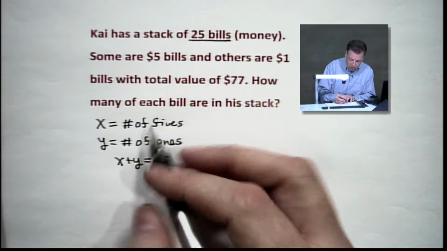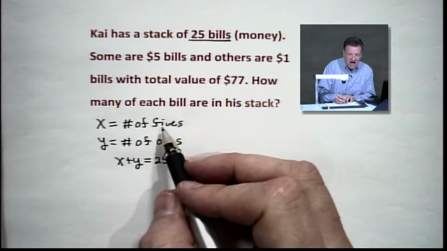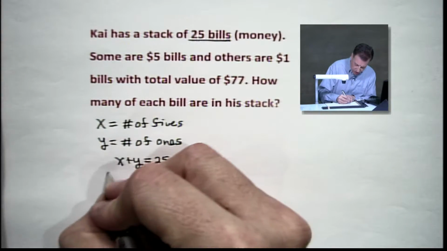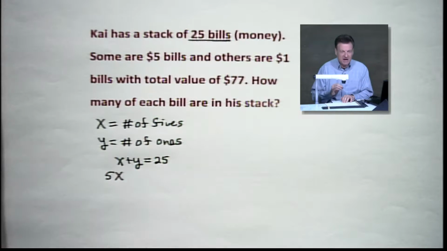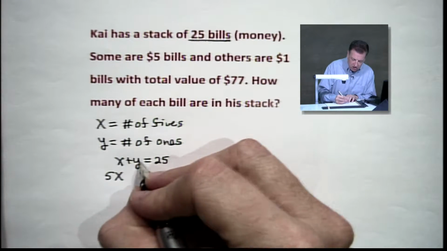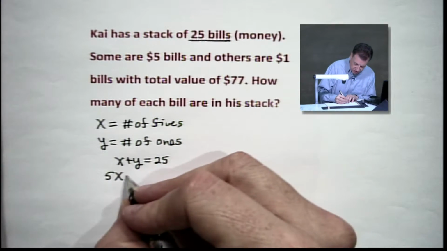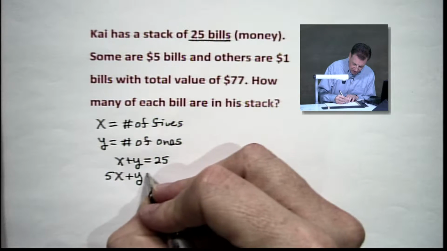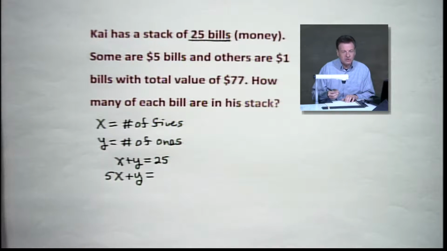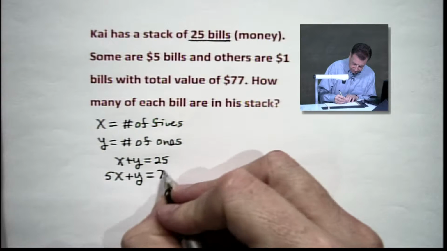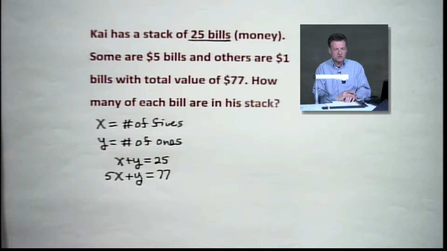Now, again, what do we say? Our X is going to be $5 worth each time. So we're going to have a 5X, 5 times the number of bills. And $1, so we're going to have 1 times Y, which is pretty straightforward. So we're going to put a plus Y here. And that is going to equal 77. How nice is that? That looks really good.